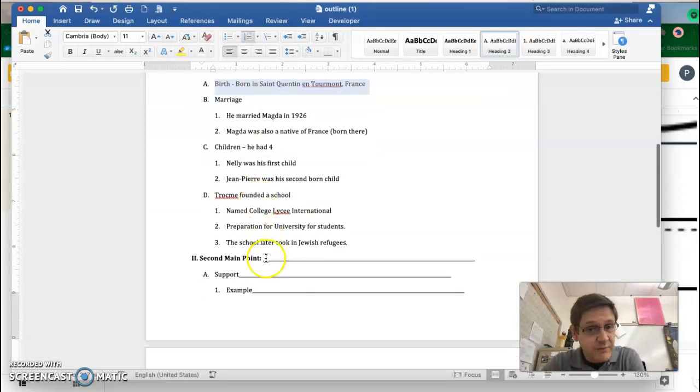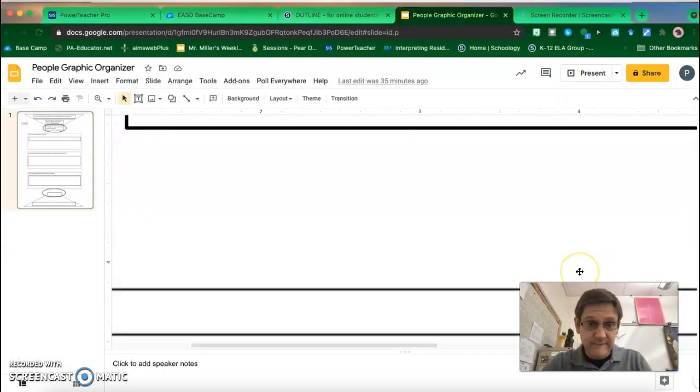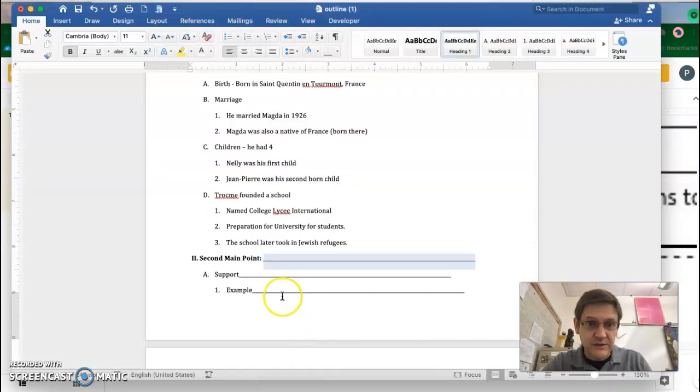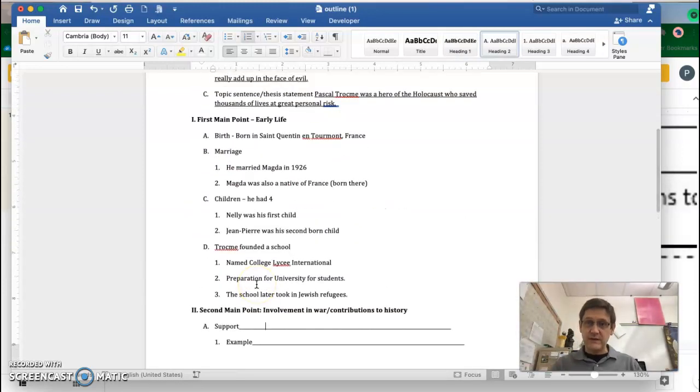And then your second main point, of course, I'm not going to do this, but would be involvement in the war or contributions to history, right? So involvement in war, contributions to history. And then we'll put our information under that, organized like so.